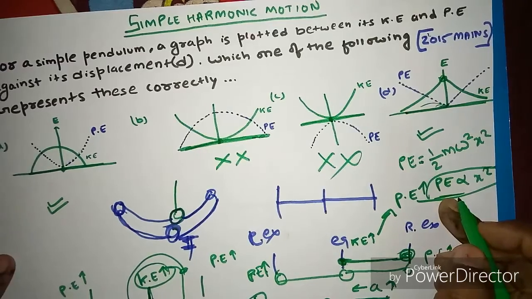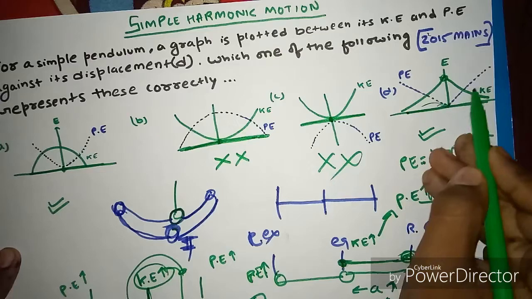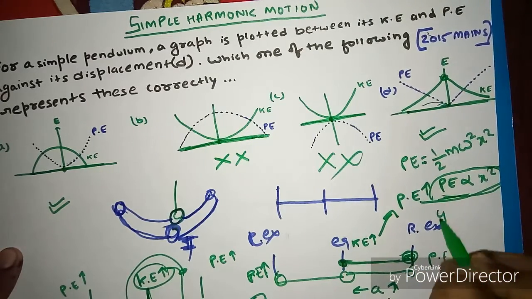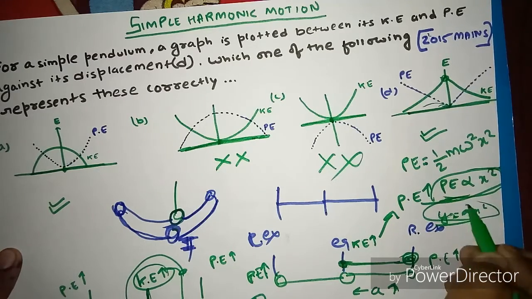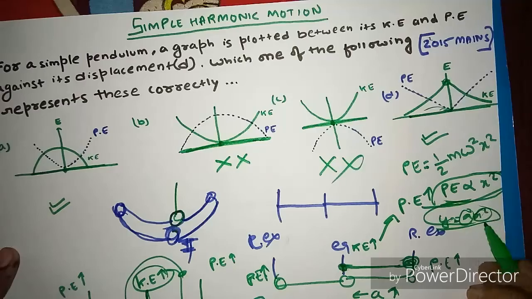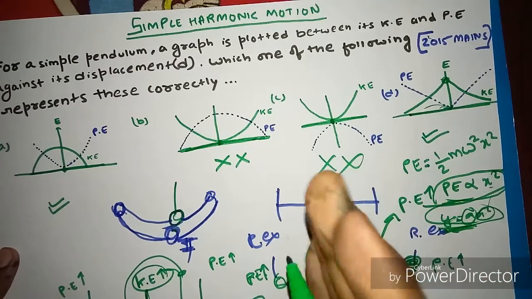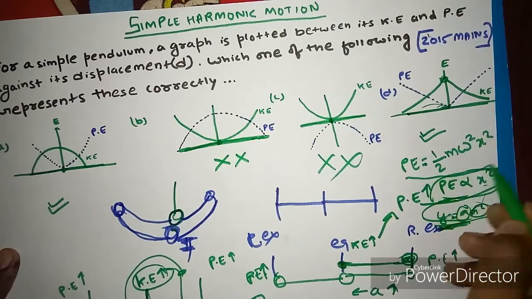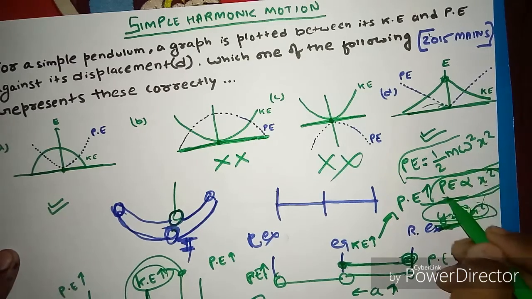The potential energy makes a graph of a parabola, but here the graph does not make a parabola. This equation becomes a parabola, right? Y equal to a x square, where a is a constant and x square. Just try to realize this. So this makes a parabola because potential energy equals half m omega square x square. So potential energy is directly proportional to x square.